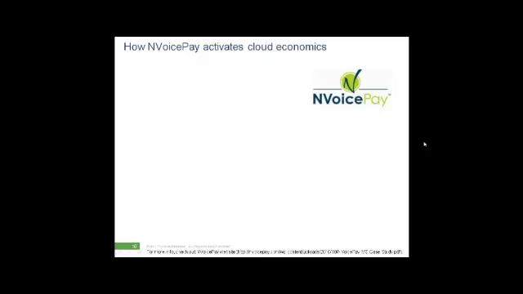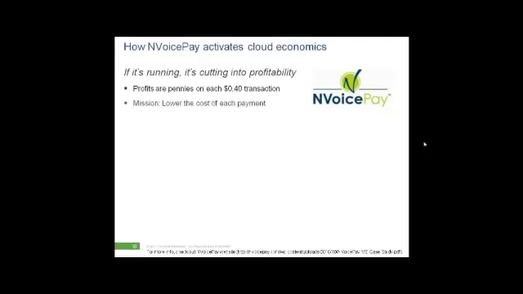So let's switch back now to Voicepay so we can talk about how they activate cloud economics. Because as I mentioned, their model is highly elastic, so it automatically turns that on. But where they make profit is that they get a really small bit of change for every transaction that goes through. They charge 40 cents per transaction, and their costs have to go underneath that, which means when they deliver any transaction, it has to be delivered at significantly less than 40 cents in order for them to make a profit.